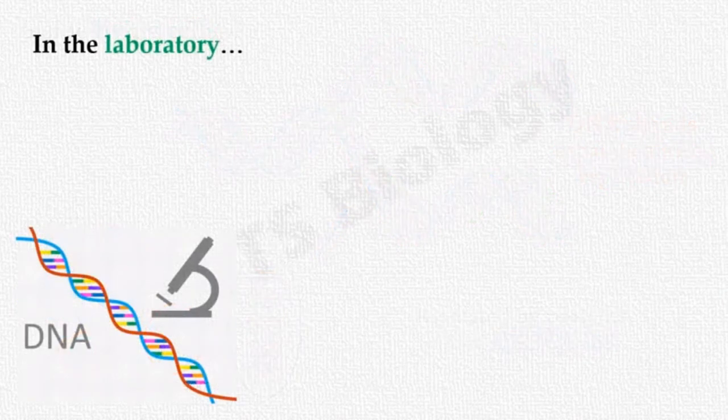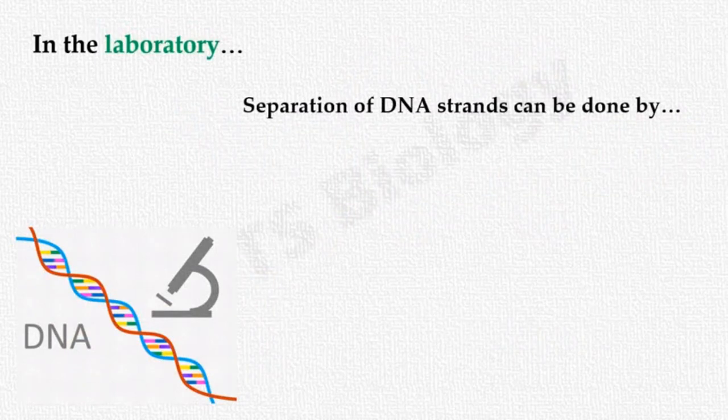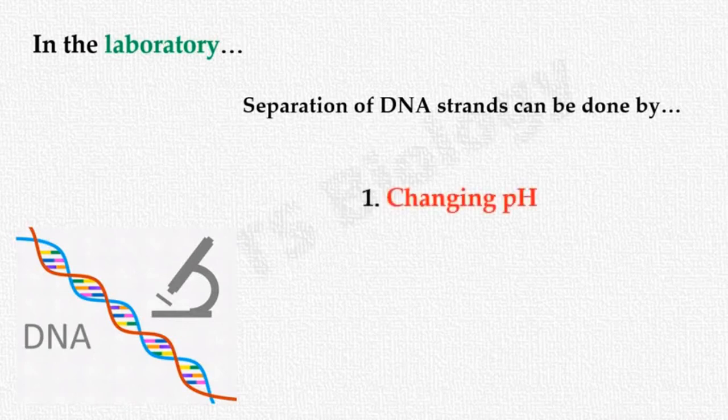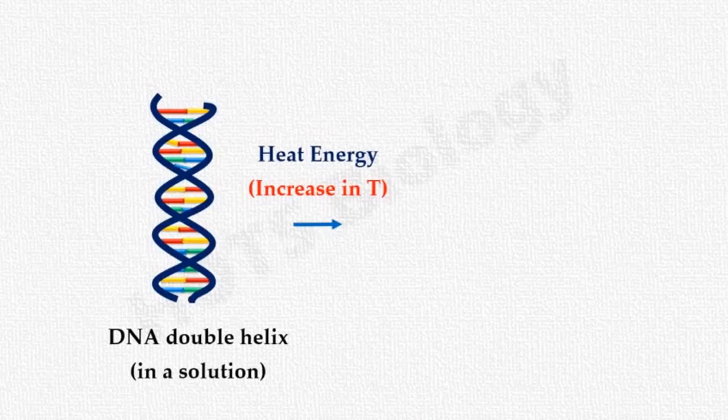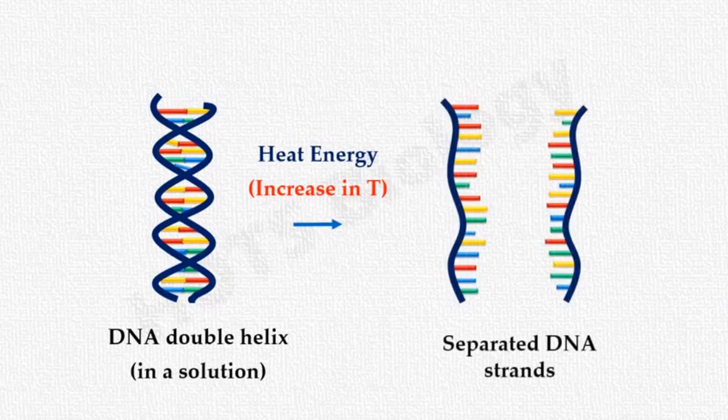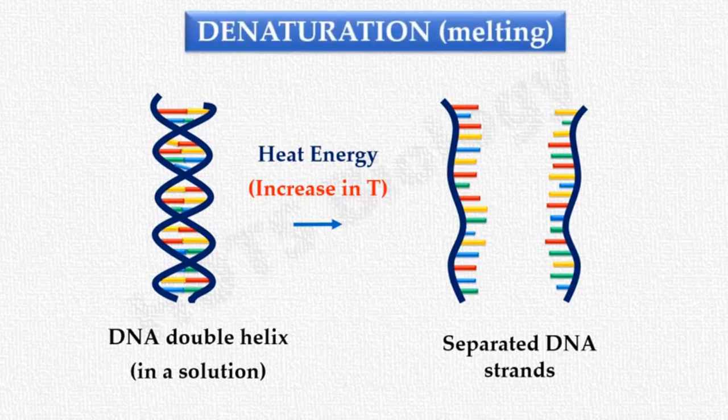In the laboratory, the hydrogen bonds of the DNA double helix can be disrupted by 2 methods. The first method is by changing the pH of the DNA solution, and the second method is by heating the DNA solution. Let's suppose a DNA solution is heated. As a result, hydrogen bonds are disrupted, and the double-stranded DNA separates into single strands. This separation of DNA strands is known as denaturation or melting.